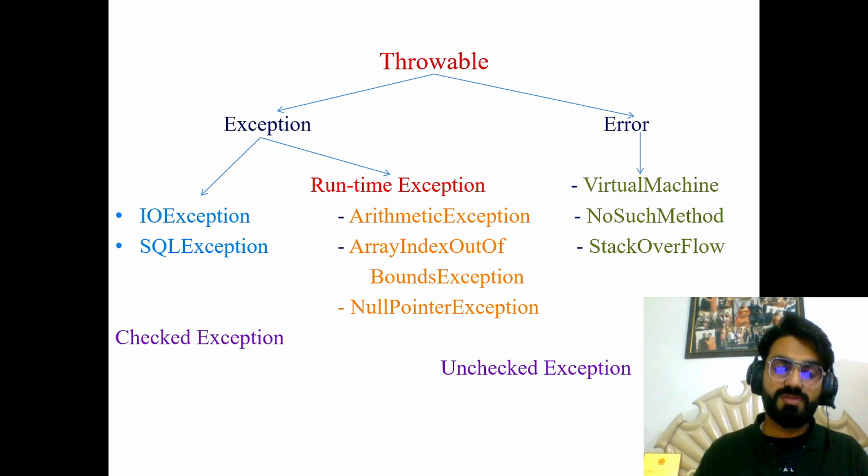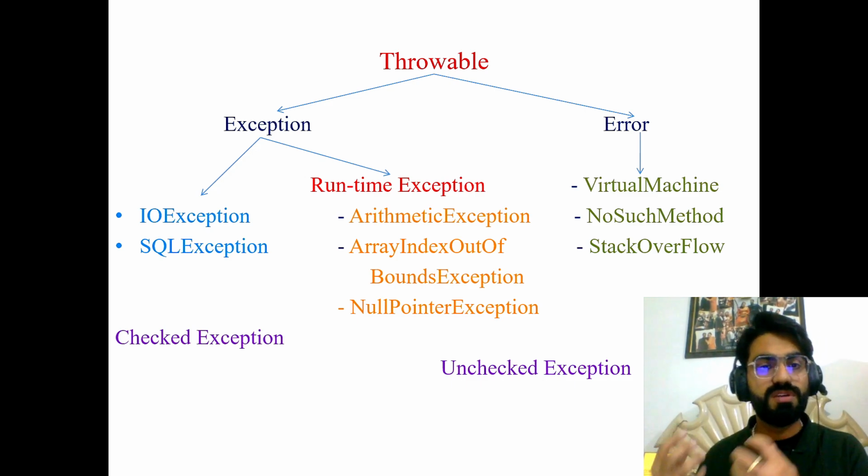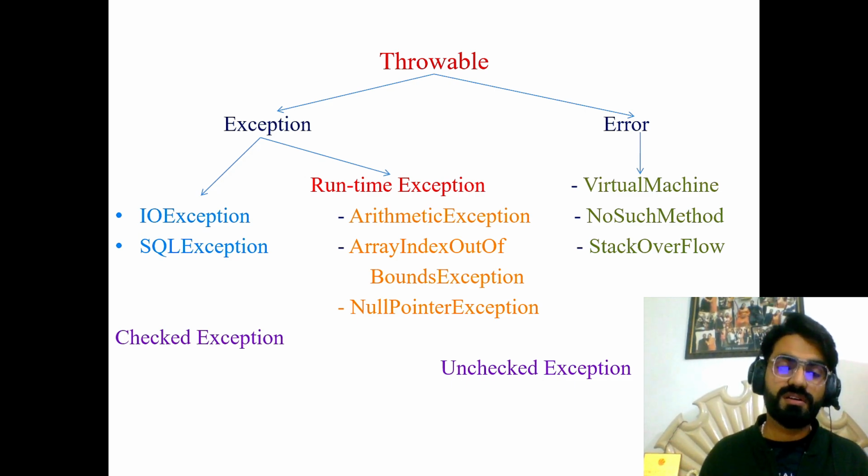So before running your code, if you're getting a warning sign in the Eclipse IDE on the left side that there's a warning, you need to surround it with a try catch or declare it using a throws keyword. Then that's a checked exception, because your compiler is capable enough to guide you that there is an exception here which will occur in future, so make sure you are handling it. So that's a checked exception, like SQL exceptions or IO exceptions.